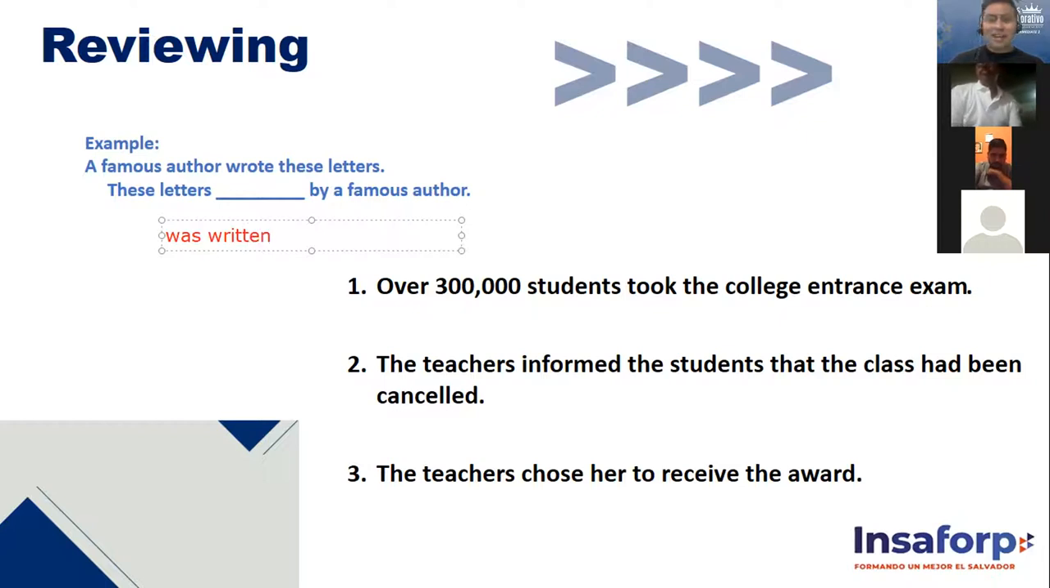I like it, Alex, because in this case, we are, guys, I hear a background noise. A mic is open. Okay, thank you so much. So if I say, like Alex said, these letters was written, now it makes more sense, but there's still something that we need to double check here. What is it?